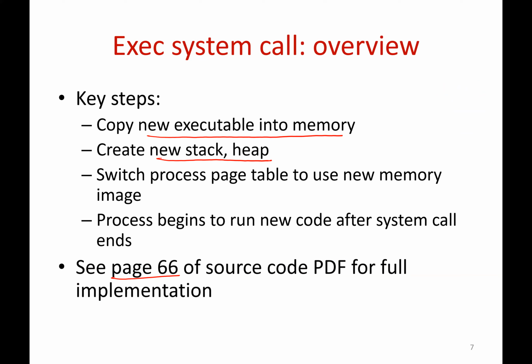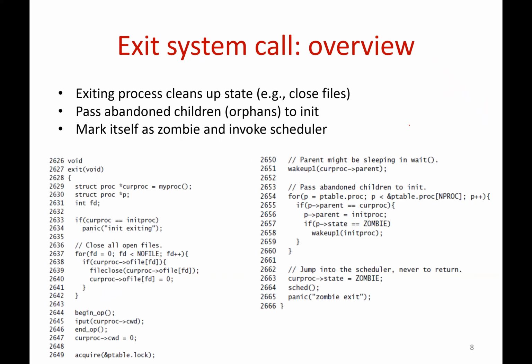And the new page table points to this new memory image, right? So there is an old memory image, you discard that and you create a new memory image. That is what happens in exec. And the process will then start to run this new code that is there in the new memory image. So that is what the exec system call does.